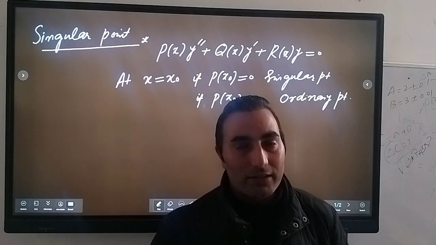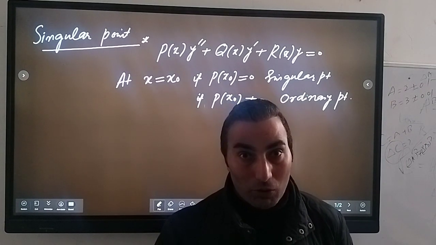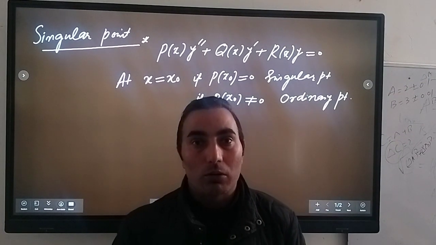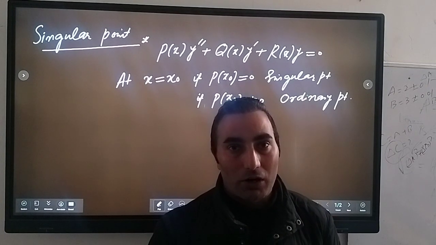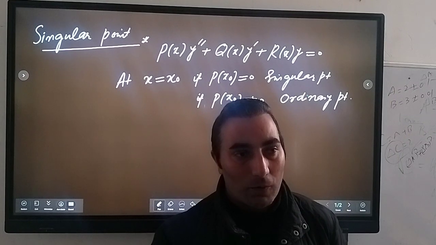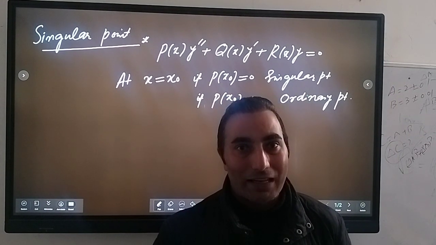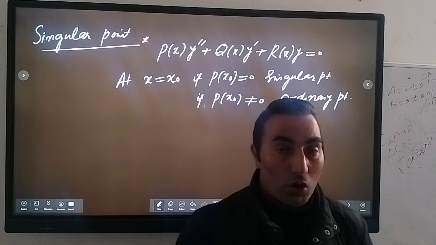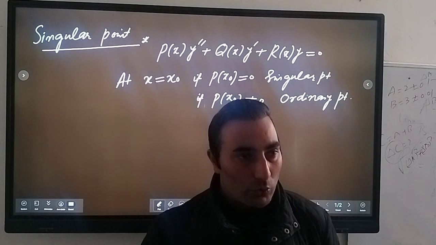The second case is what a regular singular point is, which is called the non-essential singularity, and what an irregular singular point is. It is a singular point, but we can have regular as well as irregular singular points: the non-essential singularity is called a regular singular point, and the essential singularity is called an irregular singular point, right?